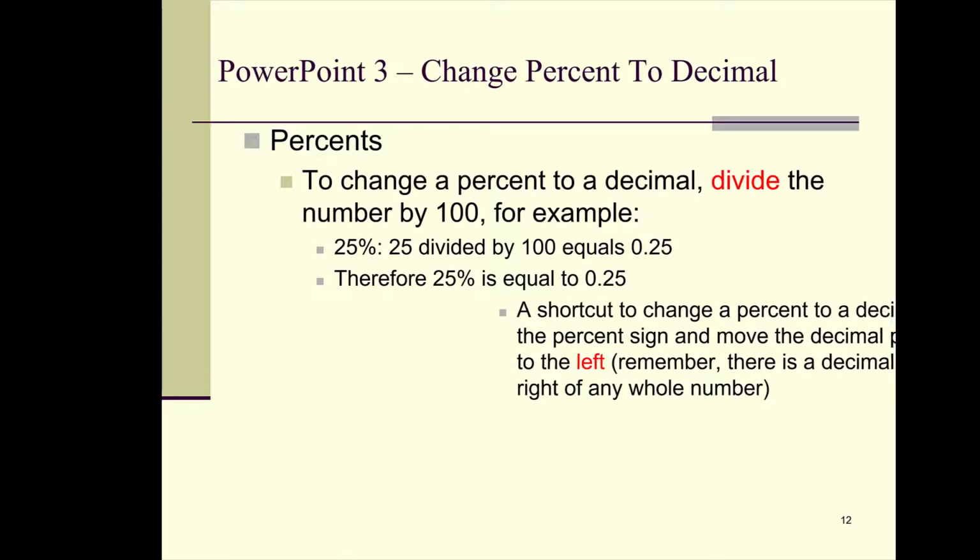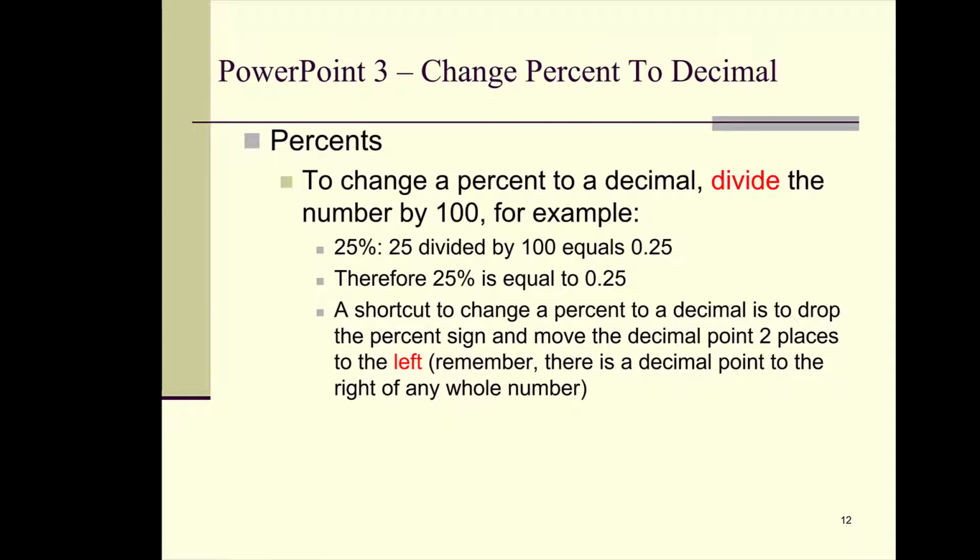Now there's a shortcut if you don't want to use your calculator. The shortcut to change a percent to a decimal is to drop the percent sign and move the decimal point 2 places to the left. Remember, there's a decimal point to the right of any whole number. Let's do some examples.